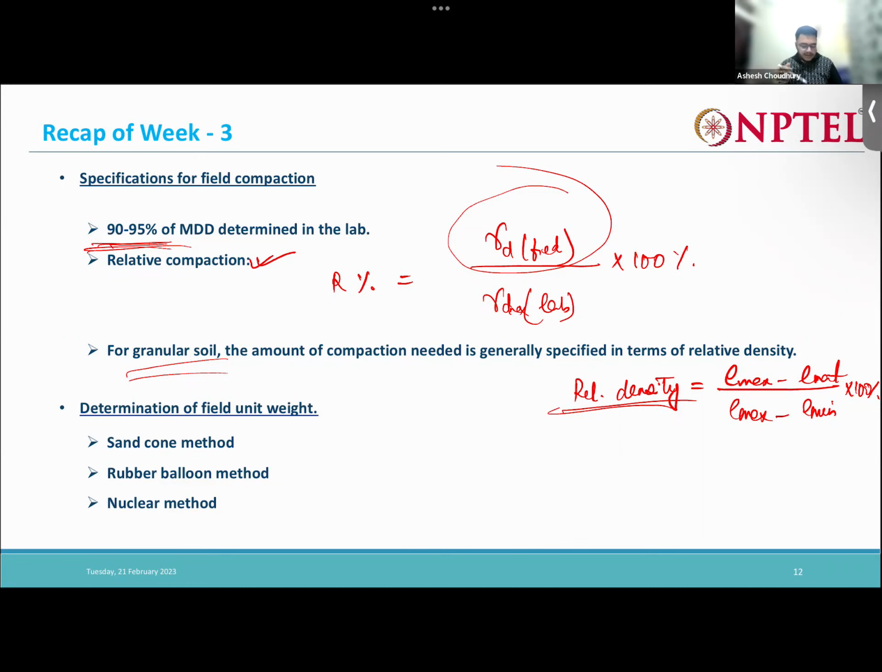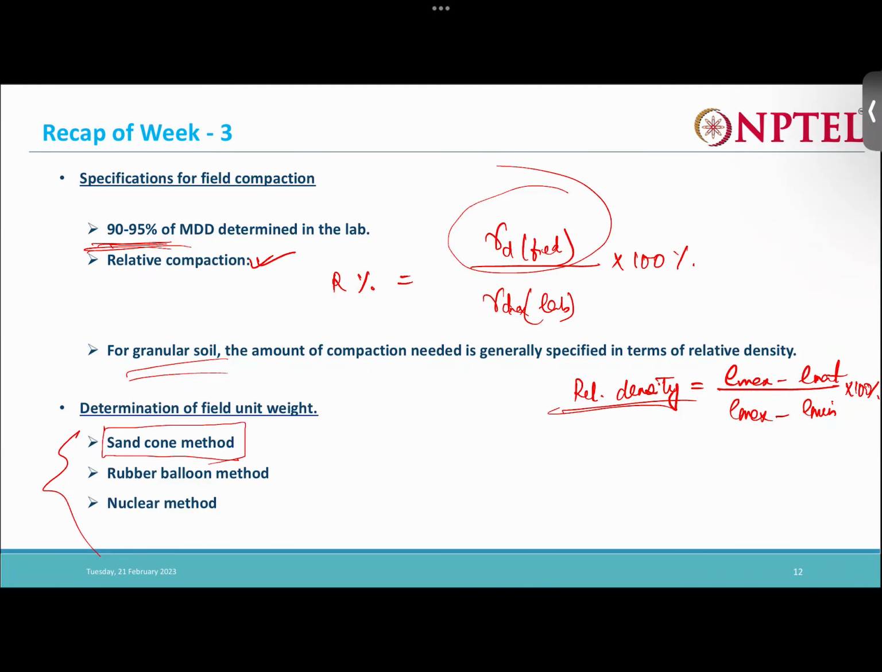To determine the field unit weight, there are many methods. Out of these, the main method which we will be focusing on is the sand cone method, or the sand replacement method. The sand cone method is specified by American standards, ASTM, and a similar method, known as the sand replacement method, is specified in our Indian standards.